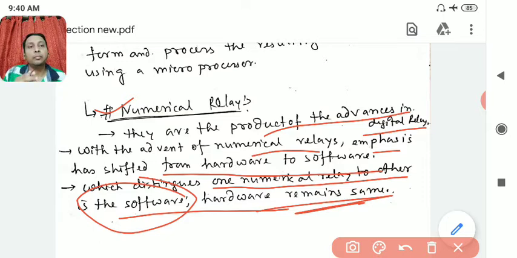So I think that's all for relays, the basic types or basic constructions of relay. Next day we will start with the protection of transmission lines. We will start with the overcurrent relay first, then we will proceed.